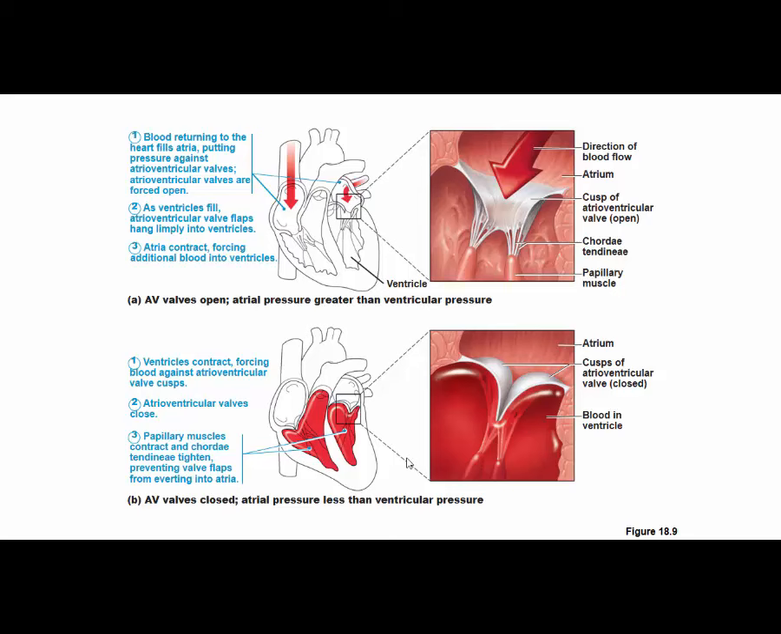So what opens the valves are pressure differences. Pressure differences due to the atria or the ventricles contracting. So when we're trying to open up the AV valves, the pressure in the atria is greater than the pressure in the ventricles. When the atria contract, the volume gets smaller, the pressure increases, and that forces those valves open. So when the valves are open, blood moves downward, and then as the ventricles contract, that's going to open up the next set of valves.